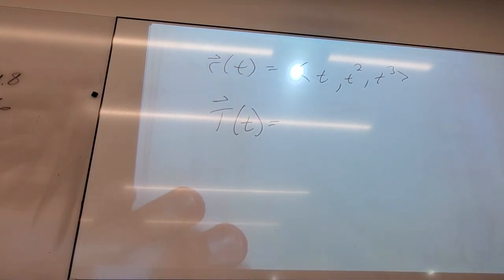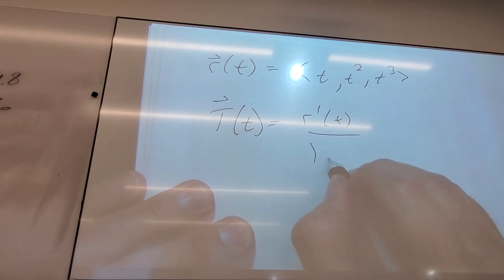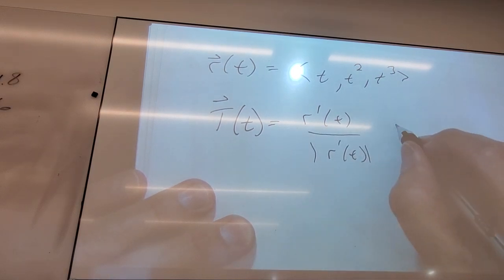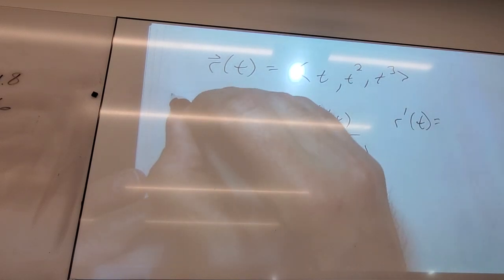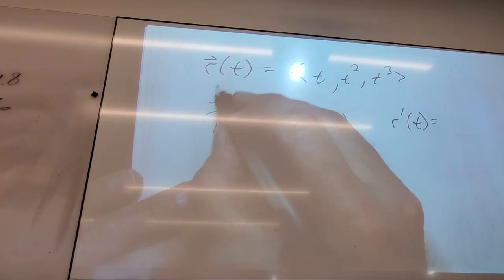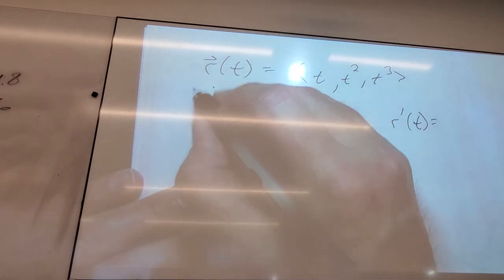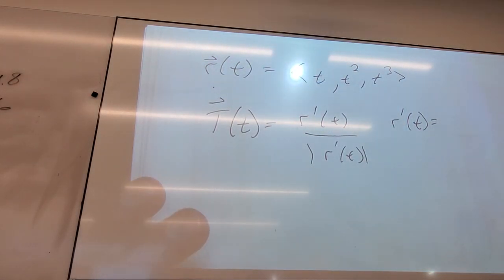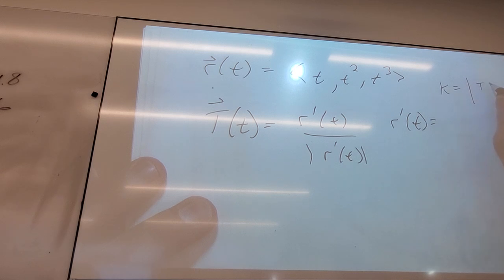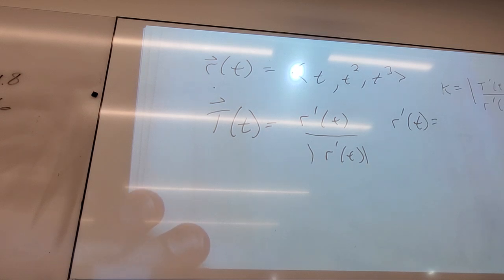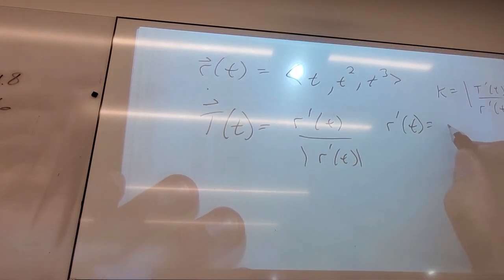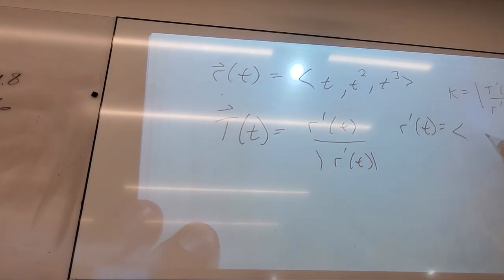R prime. I would need R prime. I'm going to need R prime anyway in a minute. So let me put a little note next to this. I'm going to use this definition of curvature first, and we're going to quickly give up on it. So what is R prime? 1, 2t, 3t squared.